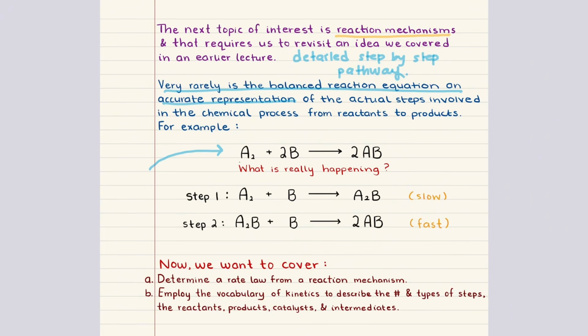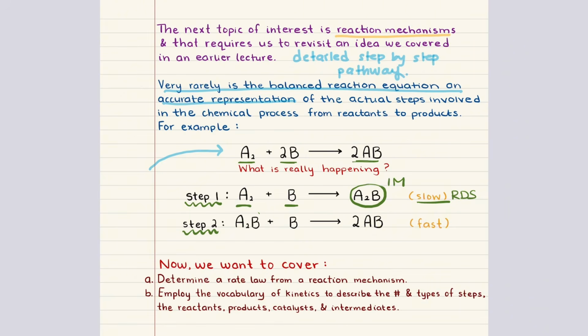Suppose we have the overall reaction A2 plus 2B forming 2AB. From the balanced equation, it might look like everything happens in one smooth step. But in reality, the reaction occurs in two elementary steps. In the first step, A2 reacts with just one molecule of B to form an intermediate called A2B. And this step is the slowest. This step is the rate determining step.